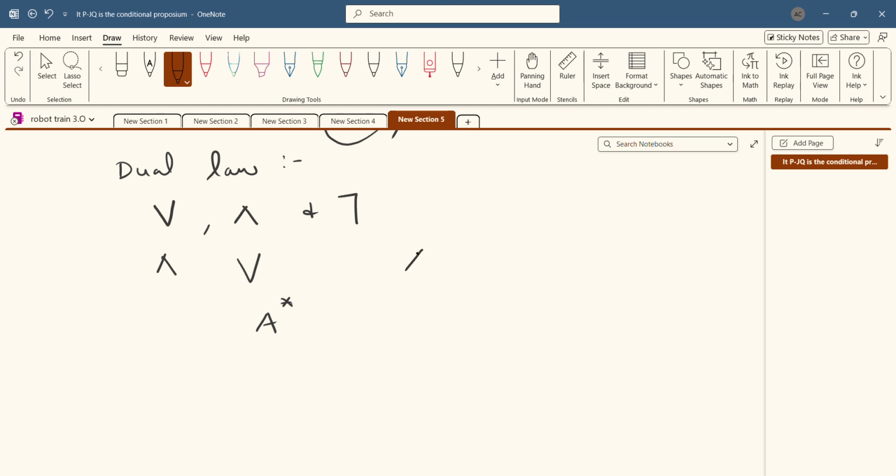So for example, suppose a statement A is defined by P conjunction, P disjunction Q, conjunction true. Already I told you, if I want to write the dual statement of the above, we replace disjunction by conjunction, conjunction by disjunction, and true by false, false by true. So for P disjunction Q, we write P conjunction Q, conjunction by disjunction, and true by false. This way we are going to write the dual of the statement.